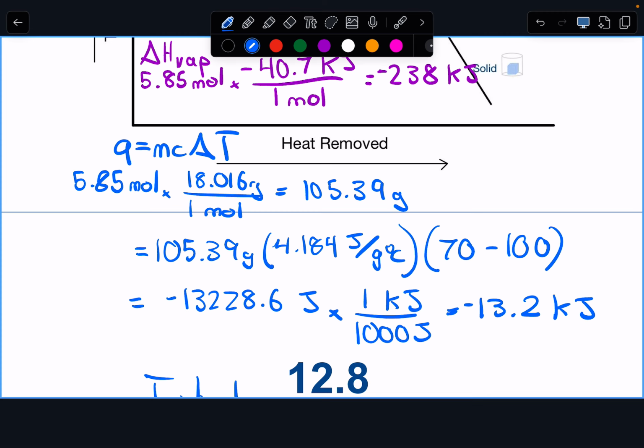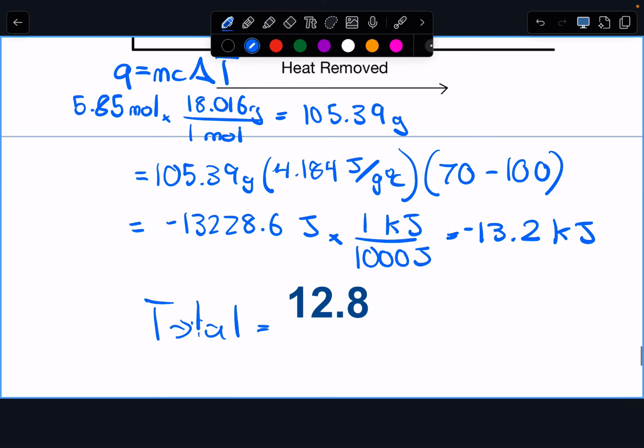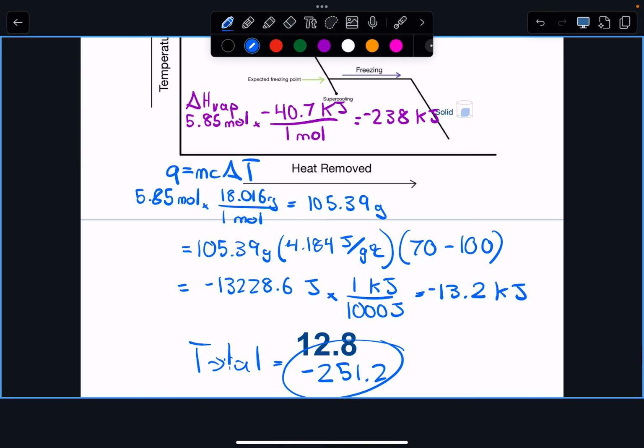So remember, a good check, they should either both be positive or all be negative. Well, that was multiply, not add. And in this instance, they should both be negative because you're removing heat. So assuming I actually typed that all in my calculator right, it should be negative 251 kilojoules. In this instance, you had to convert from moles to grams to do the Q equals MC delta T.